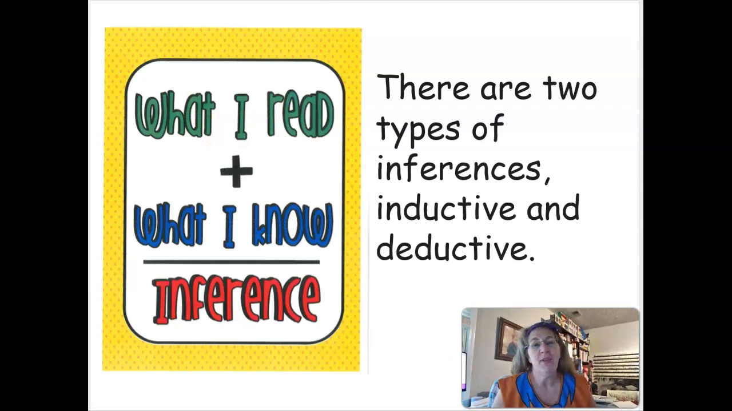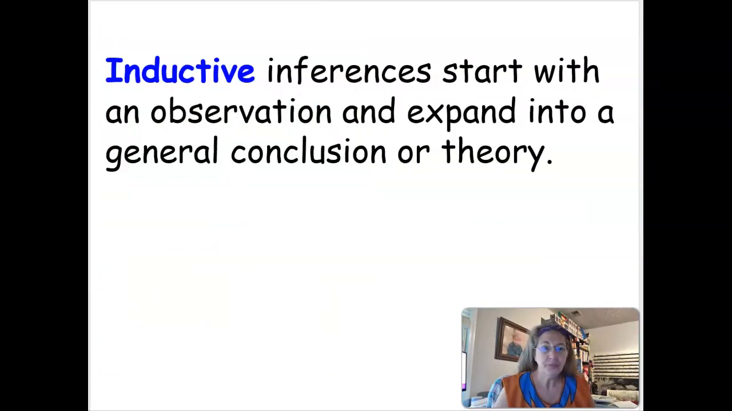There are two types of inferences, and you don't have to be able to tell the difference between the two. This is just for your information so that you'll know. You will, however, have to be able to tell an observation from an inference. The two types are inductive and deductive. Inductive inferences start with an observation, and they expand to make a statement or a conclusion.